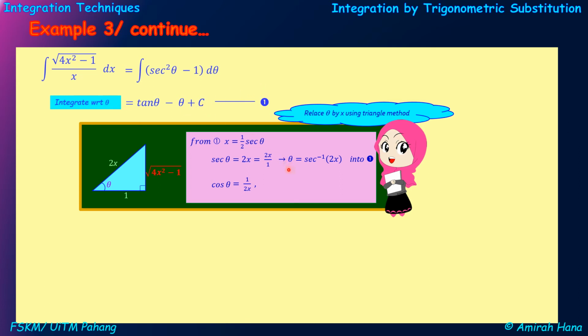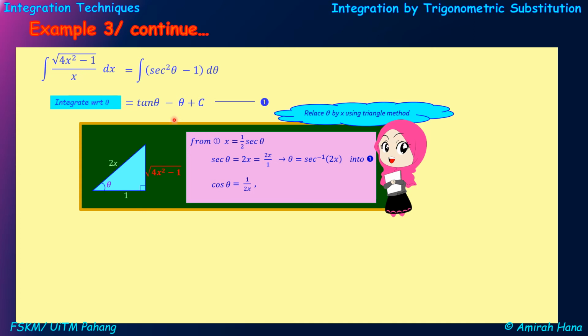To find theta, we move sec to the right-hand side, so we get theta equals inverse sec 2x. Or we can also write theta equals inverse cos 1 over 2x. Up to you to use theta equals inverse sec 2x, or theta equals inverse cos 1 over 2x. Let's say we take theta from sec theta here, so we get theta equals inverse sec 2x.